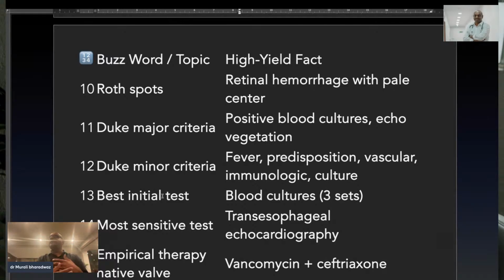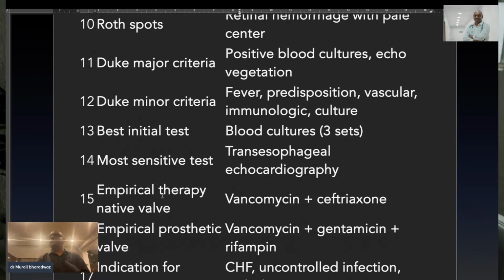And what are the Duke's major criteria? Positive blood culture plus echo vegetation. Minor criteria: fever, predisposition, vascular phenomena, immunological phenomena, Roth spots, and positive culture. Best initial test is blood cultures, 3 sets. Most sensitive test is transesophageal echo that can detect the smallest vegetations.